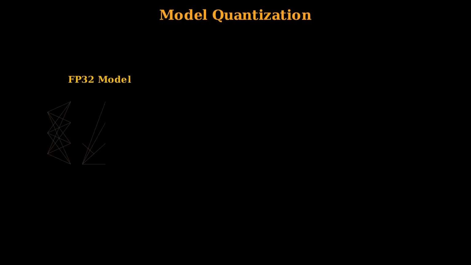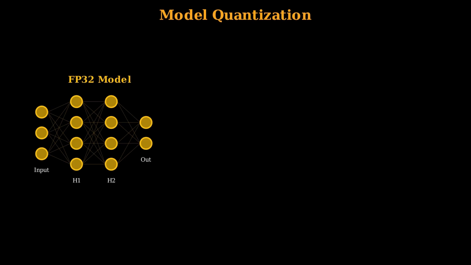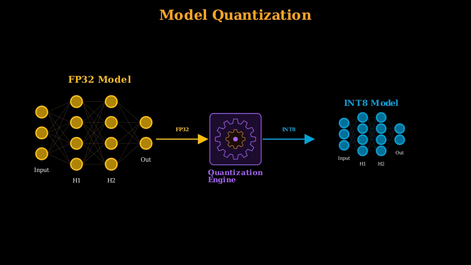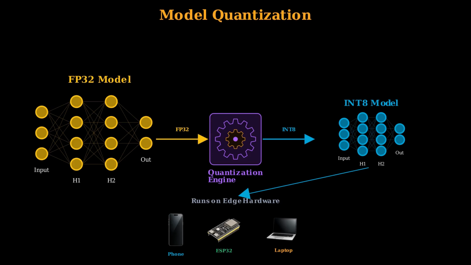So, quantization maps these massive models into a lightweight integer-based version, maintaining the same exact architecture with minimal accuracy loss, making it small enough to run perfectly on edge devices like phones, laptops, and IoT chips like, for example, the ESP32. And that's quantization.